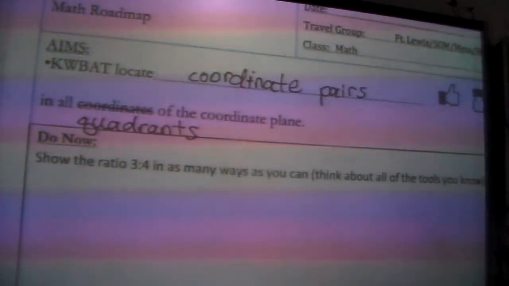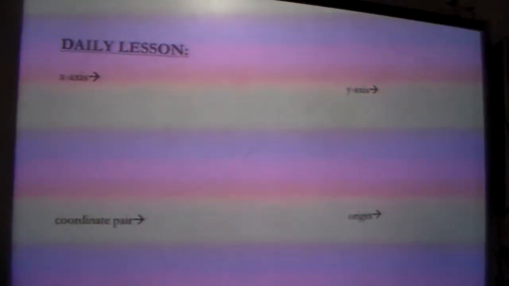This might be a pretty familiar lesson to you, so let's see if you can go through it pretty quickly. So let's just start with some basic vocabulary here. First things first, we have this thing called the x-axis. And of course, the x-axis is the horizontal axis for the coordinate plane. It is the one that goes left and right.